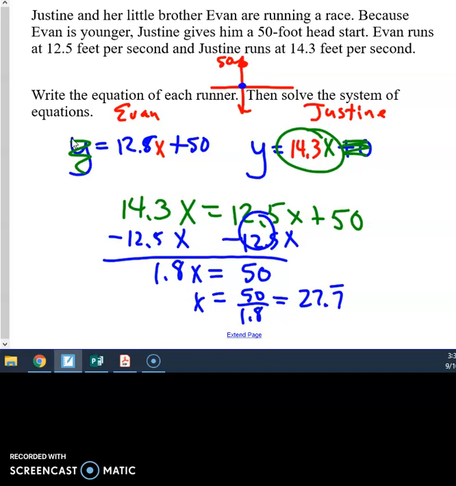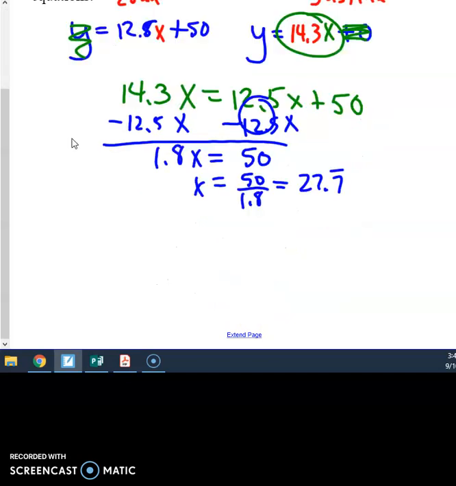So what does the x mean? So hopefully the x tells you how long will it take before Justine catches up with Evan, so they're at the same place in terms of the same time. So it's going to take 27.7 repeating seconds. I'd recommend that you just keep that answer in your calculator and not get rid of it. So we're going to multiply that by 14.3 to figure out where they are going to meet.